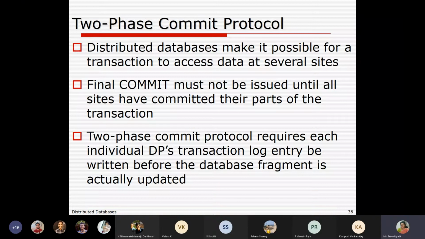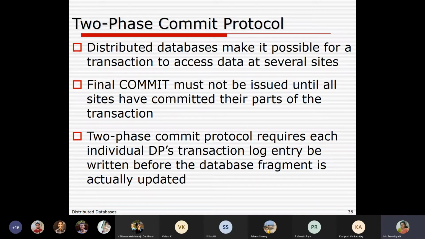The two-phase commit protocol, which we talked about in regular transactions, is slightly different here. The distributed database makes it possible for a transaction to access data at several sites. That means a single transaction can trigger multiple SQL query executions at different sites. That is what we saw in distributed transactions. I hope you remember what we discussed in the last class about remote request, remote transaction, distributed request and distributed transaction.